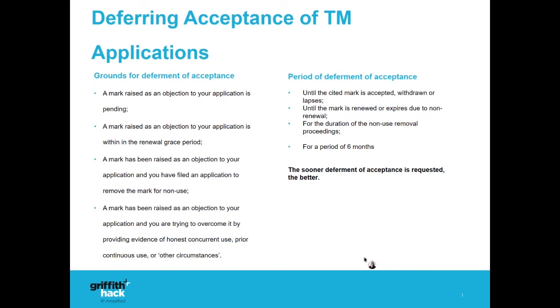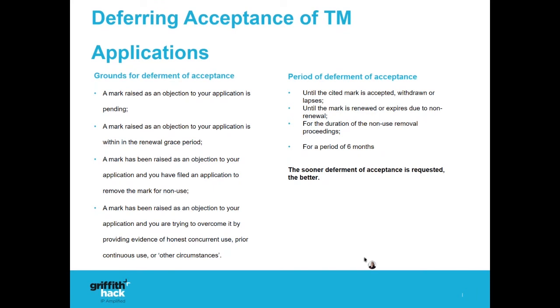Now, what is other circumstances? Generally, other circumstances refers to something like a letter of consent. So the legislation gives you 6 months to negotiate with the owner of that prior mark to get consent. One thing to bear in mind with that ground of deferment is if you defer on this basis and you are unable to negotiate consent with the owner of the cited mark, and then you decide, well, I've actually got enough evidence of use, I'm going to prepare my evidence now, you cannot request deferment of acceptance using that ground again. You only get it once for a period of 6 months.